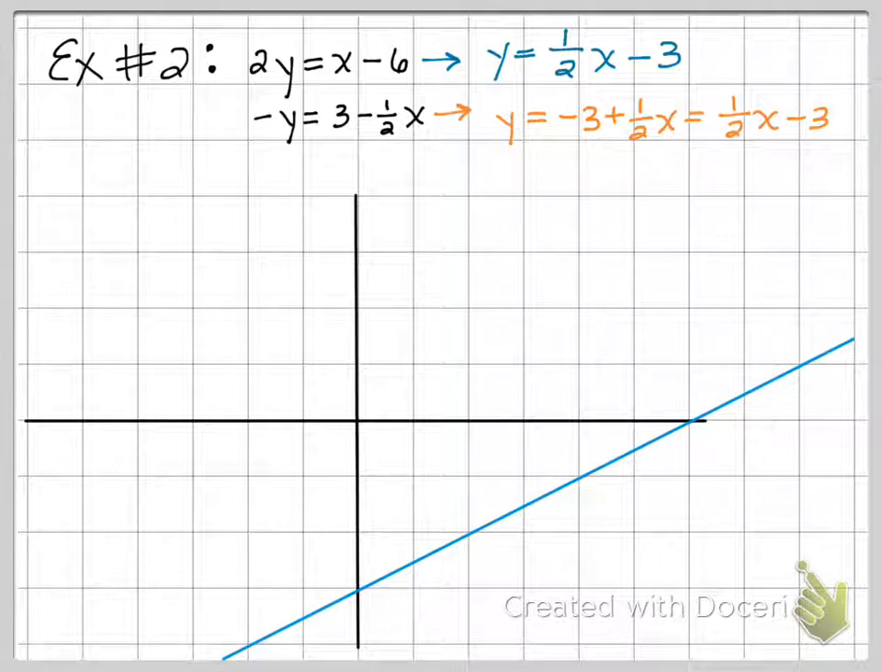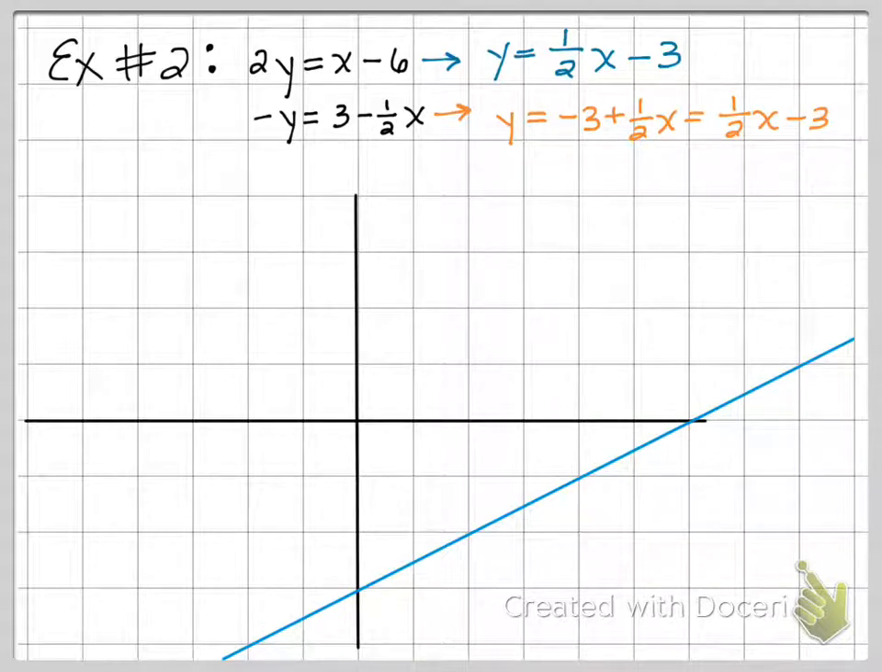So I've gone ahead and done that. And if I divide the first equation by 2, I get y equals 1/2 x minus 3. And the second equation, I already had y pretty much alone, but it had a negative. I made it positive, but that means I have to change the signs of everything else. So I end up with negative 3 plus 1/2 x, or if you rearrange them, it's 1/2 x minus 3.